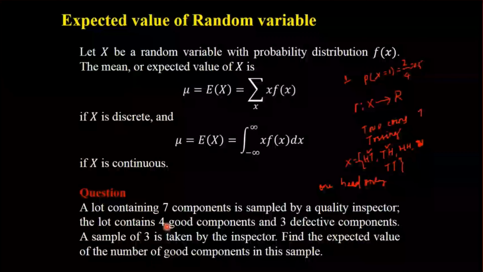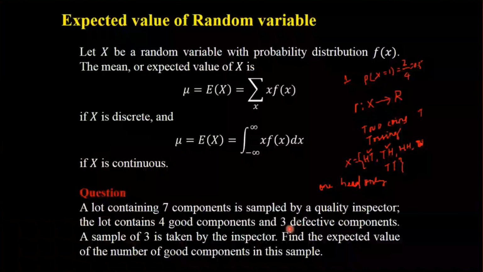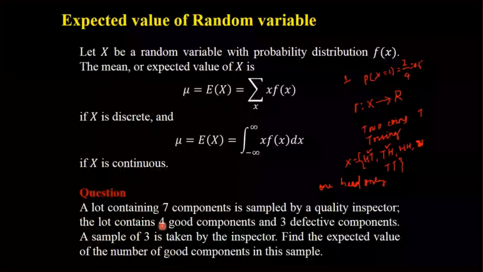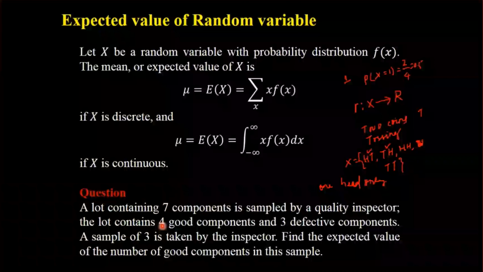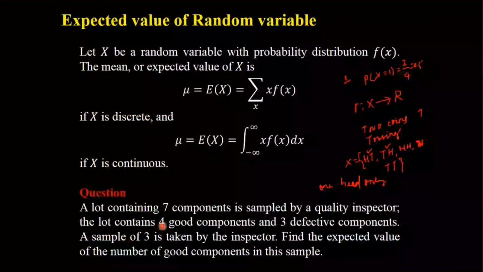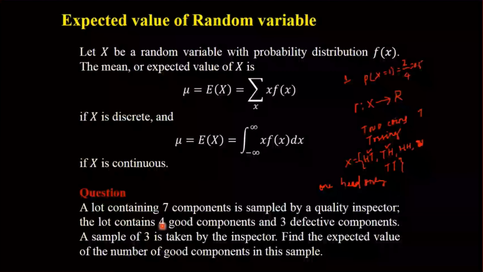As the 7 components consist of 4 good and 3 defective, any sample may present 2 good and 1 defective, or even 3 good, or 1 good and 2 defective. Sir, all only defective? One case where all three are defective, yes. So in one case all are defective, and in one case all are good. Other cases are also there. So how to do that, we are going to see.